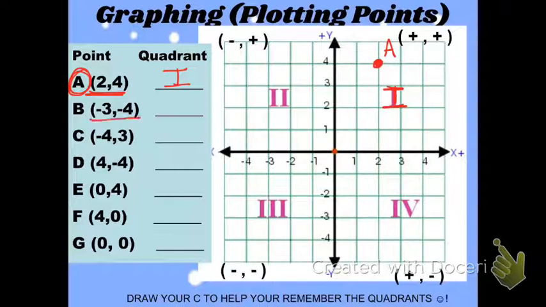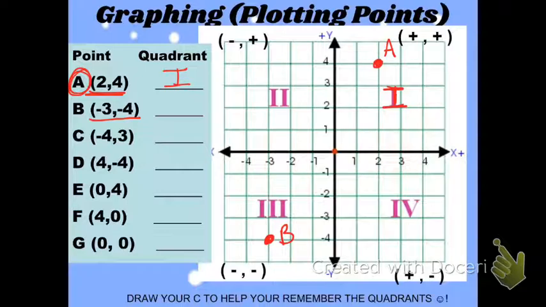B is -3, -4. So remember, we go across first. So we'll go across to here, -3. I'm going to erase that dot in a second, but I wanted you to see where it was. And then I'm going to go down, since it's -4, down to -4. So my dot is going to be right there. -3, -4. You with me? What are we going to label that one? Point B.